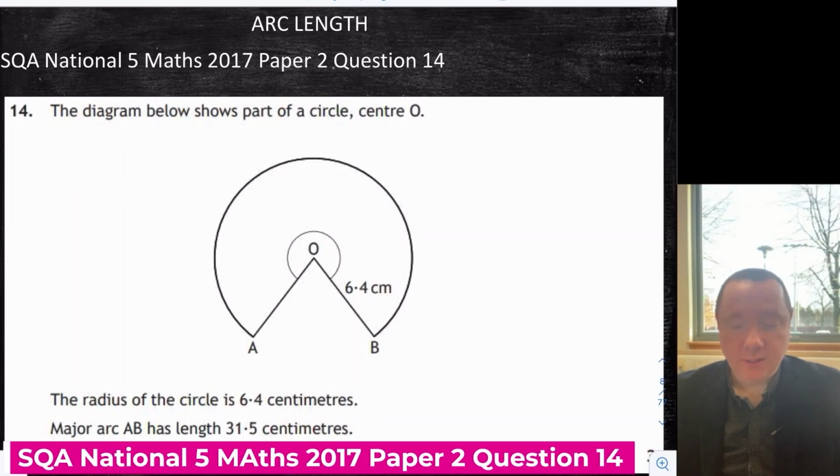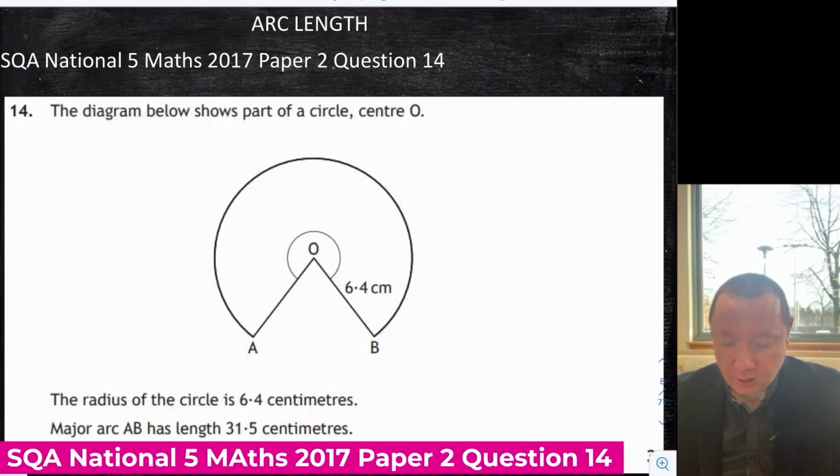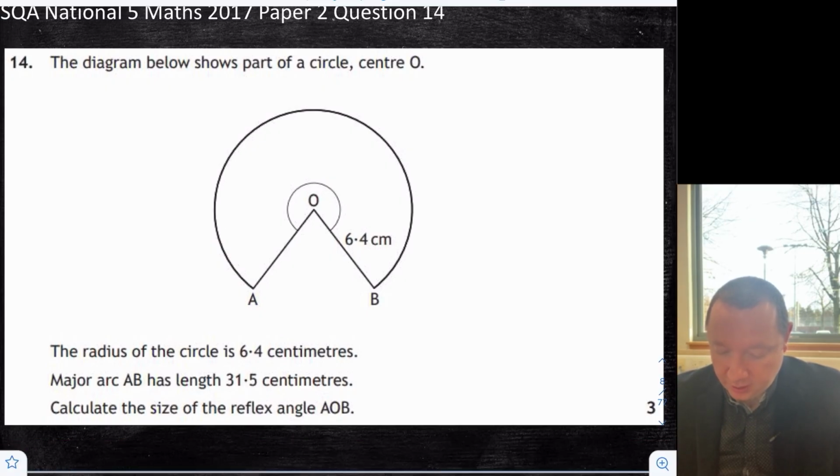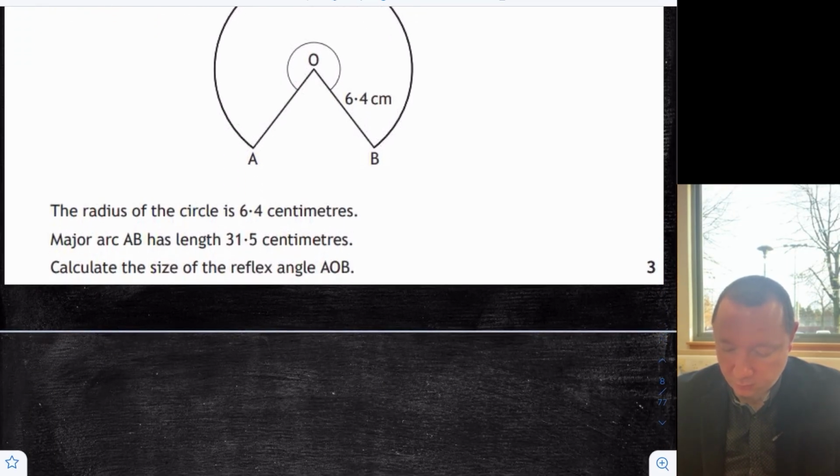SQA National 5 Maths 2017, Paper 2, Question 14 on arc length. The diagram shows part of a circle, centre O. It says the radius is 6.4, the length of the major arc is 31.5. Calculate the size of the reflex angle AOB, in other words, this angle here. So we're just using arc length again and working backwards. So we'll just write down everything we've got.